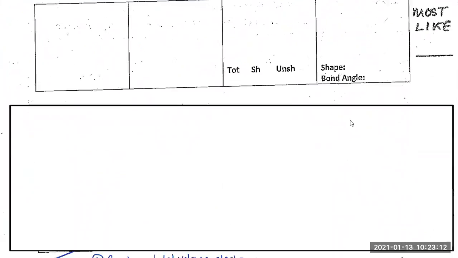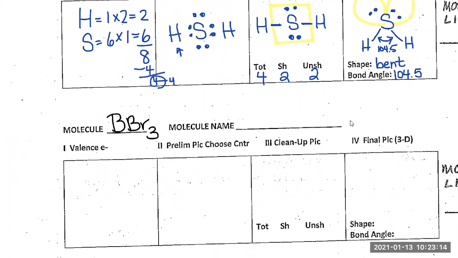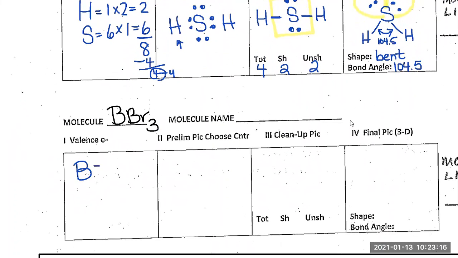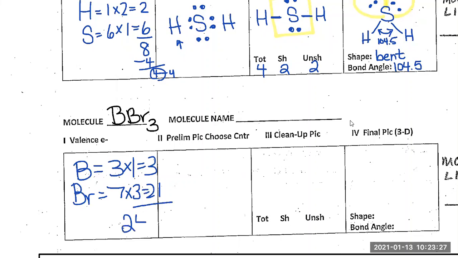All right, BBr3, last one. So we have boron. Boron has 3. Bromine has 7. There's only 1 boron. That's 3. But there's 3 bromines. That's 21. That gives us 24. Now, a lot of people on the homework messed this one up. By the way, this would be called boron tribromide.